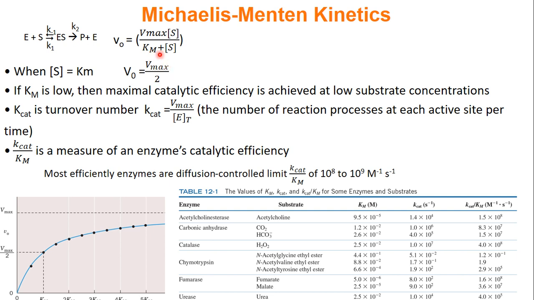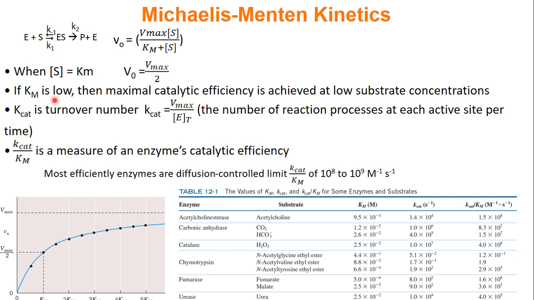Because let's say, for argument's sake, Km was 2. So we have 2 plus 2 because our substrate is equal to our Km. So that's 4. Well, substrate's also at the top, so we have a 2 here. 2 divided by 4 is 1/2, or Vmax divided by 2. So when our substrate is equal to our Km, we are going half our maximum speed.